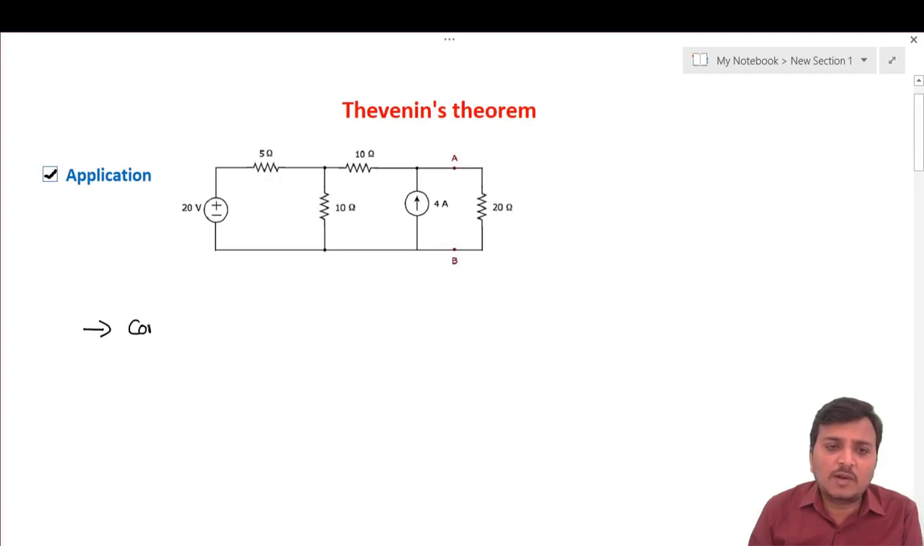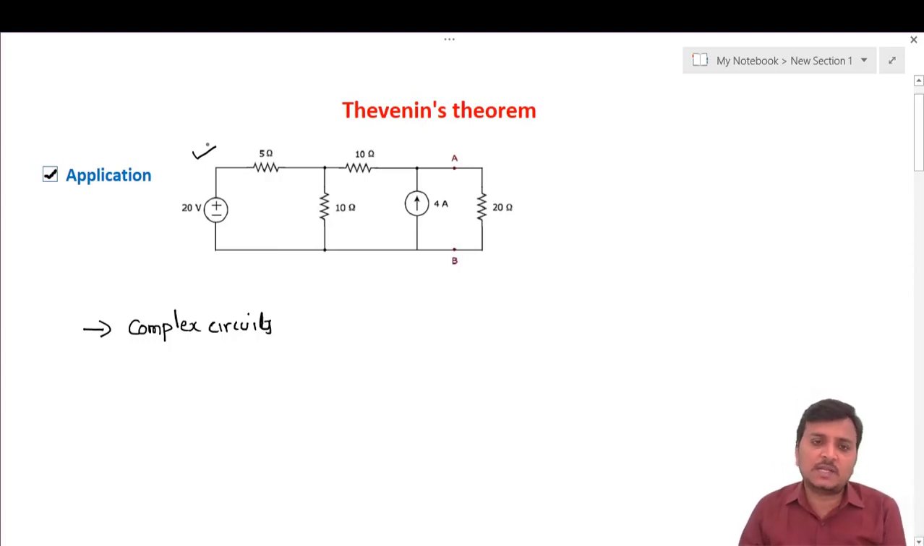Complex circuits are those having a large number of sources. Let us consider this complex circuit. Why is it a complex circuit? It has two sources and a number of resistors connected in series. Such circuits will apply Thevenin's theorem. In complex circuits, we apply Thevenin's theorem to make the circuit more simplified.